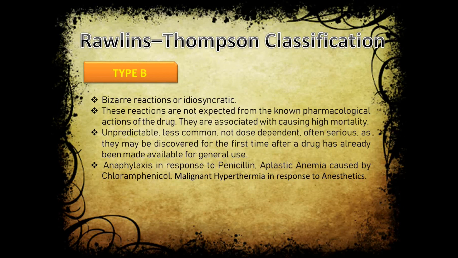Anaphylaxis in response to penicillin, aplastic anemia caused by chloramphenicol, and malignant hyperthermia in response to anesthetics are some of the examples of type B reactions.